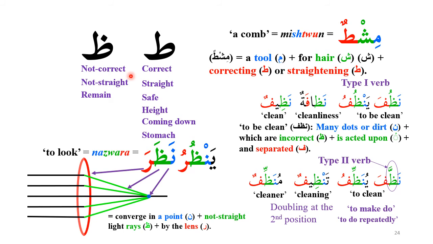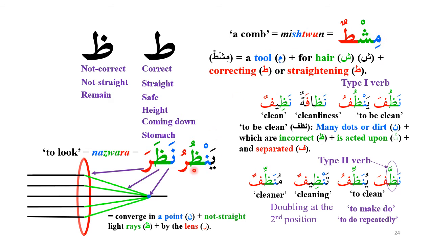Okay, Twa has a meaning of correct or straight, and Zwa would mean not correct, not straight. For example, see this word mishtun means a comb, and mim means a tool. Mim with fatha would mean a place, or mim with a kasra means a tool, right? And shin, one of the meanings is sha'run or hair, and twa is to correct. So you can see it's so easy. A tool, hair, correct. You can just read it. You can see the meaning of these single letters. And it's so easy, so easy. It's astonishingly easy actually to learn.